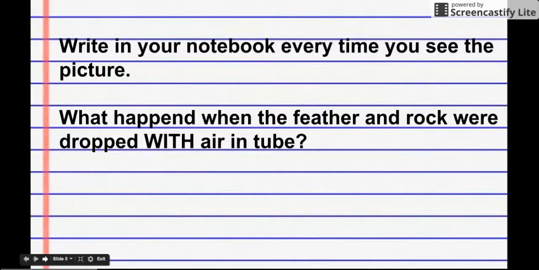Okay, again, students, write in a notebook every time you see the picture. Same thing as a stop and jot. What happened when the feather and rock were dropped with air in the tube? And Mr. Goodwin could change that, but we know what I was trying to say. What happened when the feather and rock were dropped with air in the tube? You can pause your video right now and take critical thinking notes. All right, Mr. Goodwin's going to go ahead and go on.